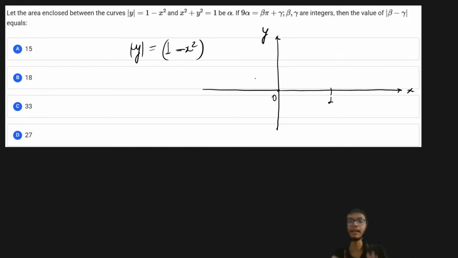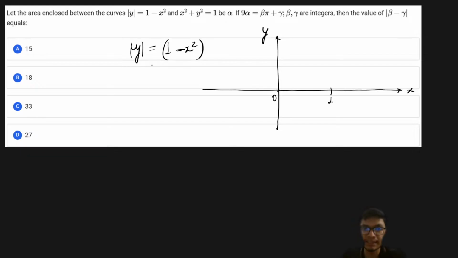Now what you will see is that it is a mod of it. I'm putting a mod on the y part. When I put a mod of y, that implies that whatever values of y you are getting, the values of y are positive.